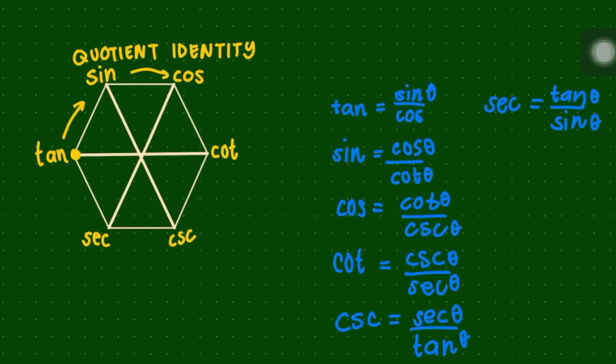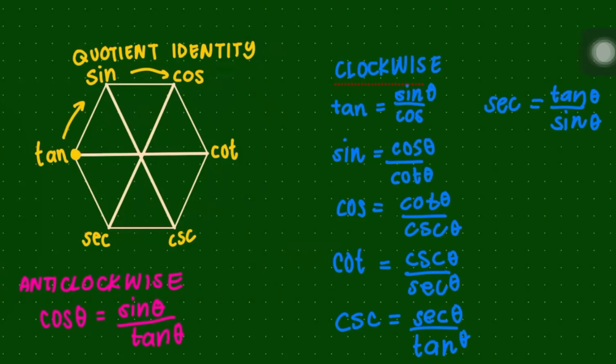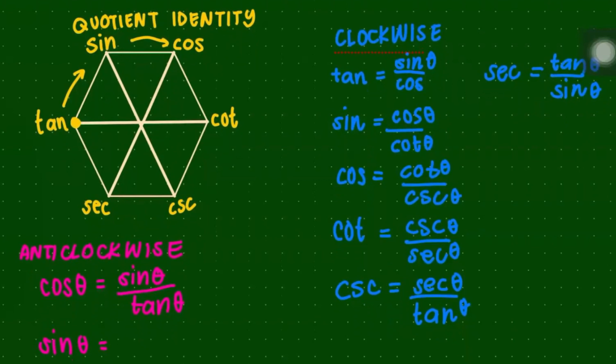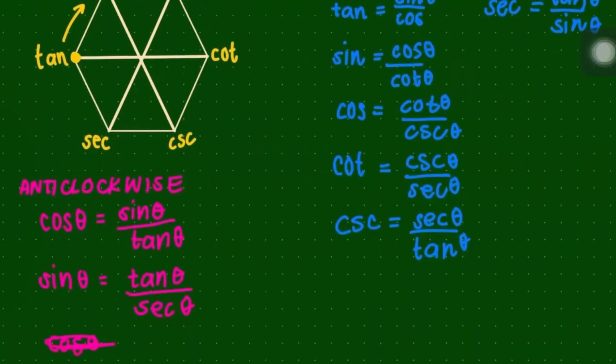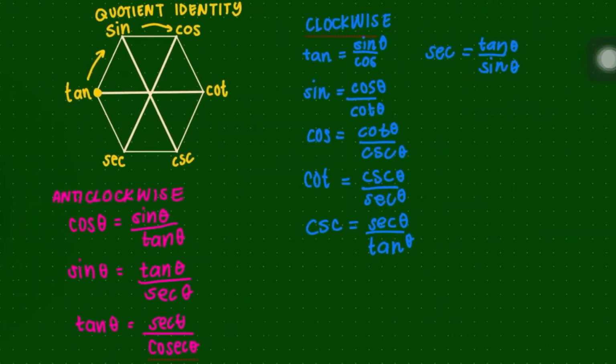So for example, you choose cosine, you go to the direction of sine, anti-clockwise. Cosine. Remember, all you have to do is just go in an anti-clockwise direction. There, that's the quotient identity.